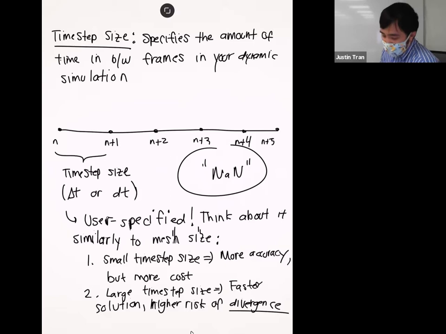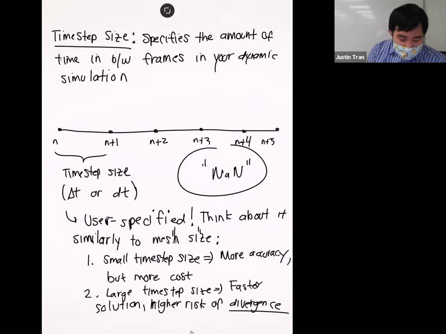And so again, we're not going to go into the reasons or how divergence happens or why it happens, but just know that it can happen if you make your time step size too big. And so if you are running into NANs in your dynamic solution, the first thing you should try is lowering your time step size and see if that helps. Okay.